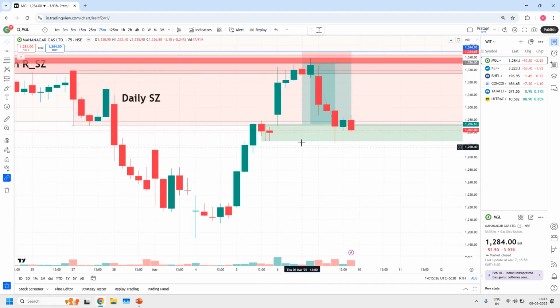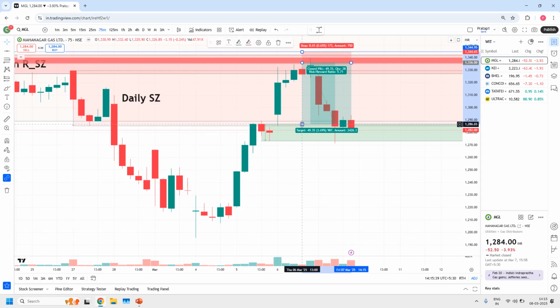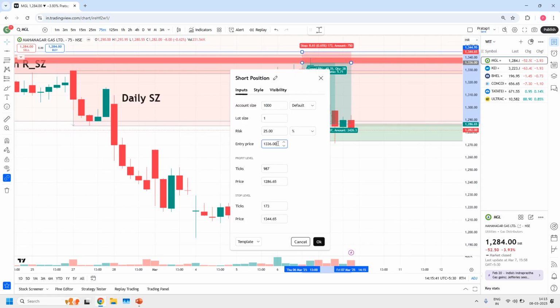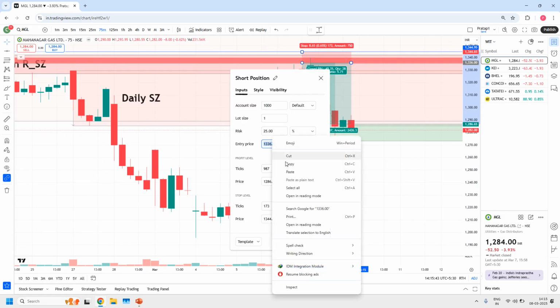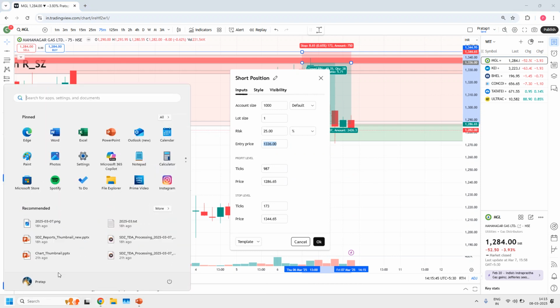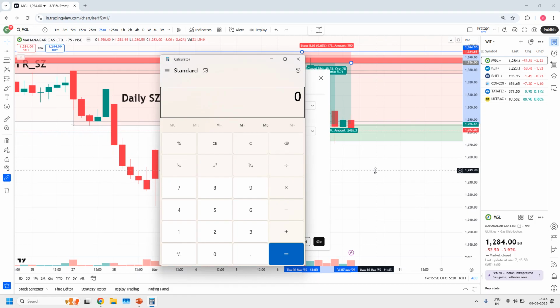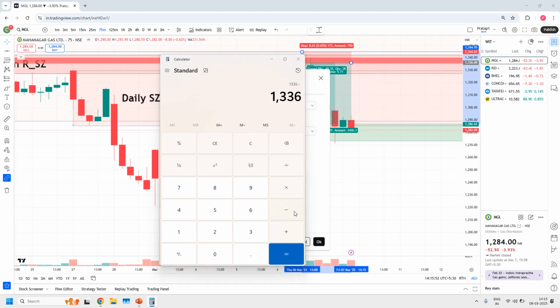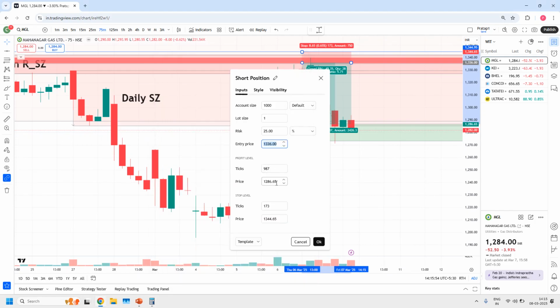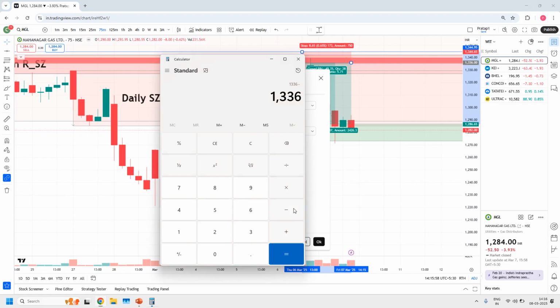Okay, let us calculate how much profit we would have got. Your entry is 1336. Let me open the calculator. Minus your target. Your profit is 1286.65. You got 49 rupees profit. 49.35, close to say 50.